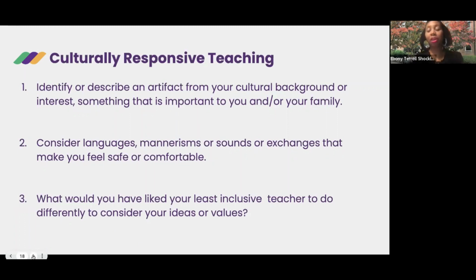Identify or describe an artifact, consider languages, sounds, or exchanges that make you feel safe, and then what would you have liked your least inclusive teacher to do? Whichever one you do, write down your answer and think about how you can bring that into the classroom. Consider students who are like you, and consider students who are different from you, okay? For the purpose of brevity, I'm going to keep going.